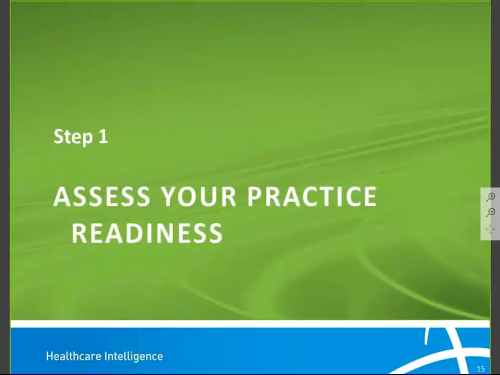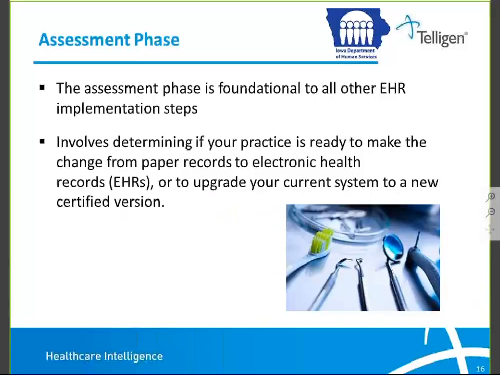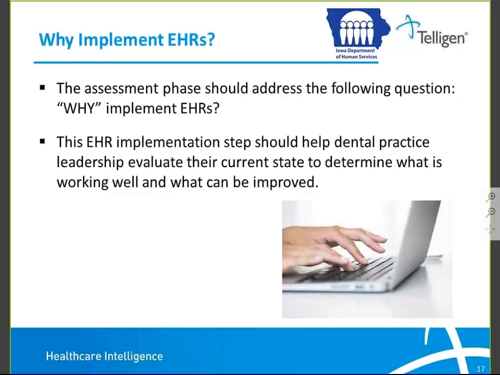So step 1, assess your practice readiness. The assessment phase is foundational to all other implementation steps. It involves determining if your practice is ready to make the change from paper records to electronic health records, or to upgrade your current system to a new certified version. Maybe you've had a system for some time, but you know that it's not a certified electronic health record. This might be the time to move into a more comprehensive EHR product that has been certified. We'll talk a little bit more about that in a few slides.